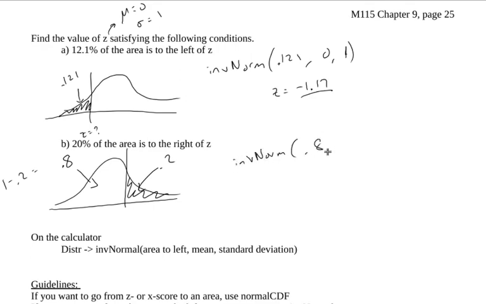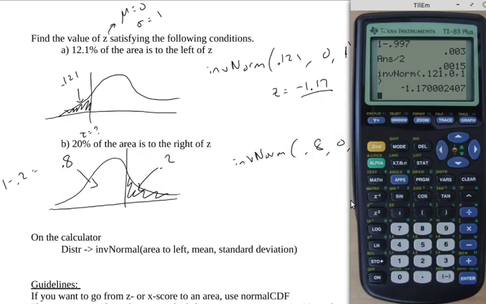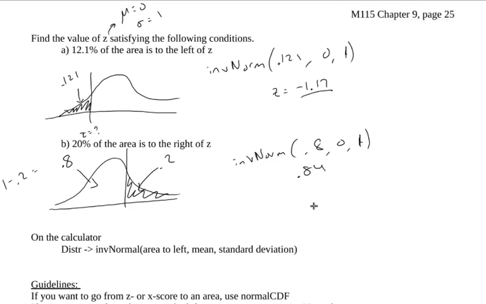Say I want 80% of the area to the left with a mean of 0 and a standard deviation of 1, which will give me inverse norm 0.8. Like I said, I can leave off the mean and the standard deviation. They default to 0 and 1. So I get 0.8416, 0.84 we'll call it.